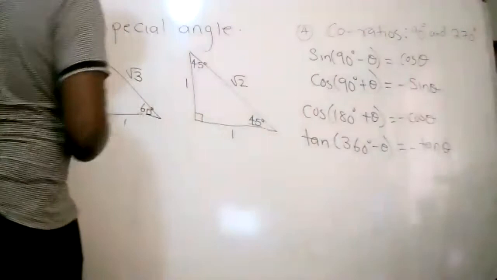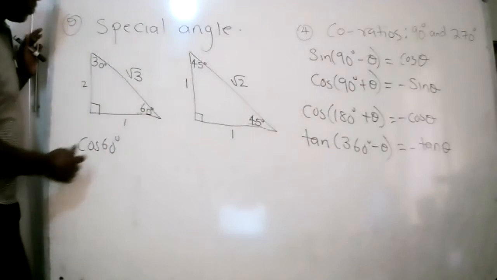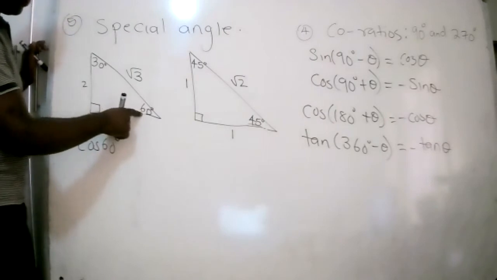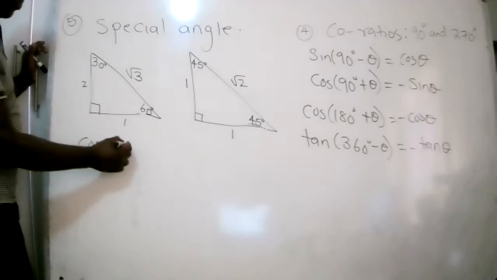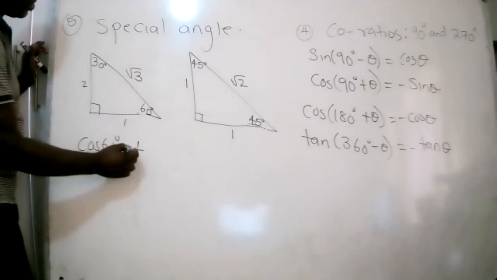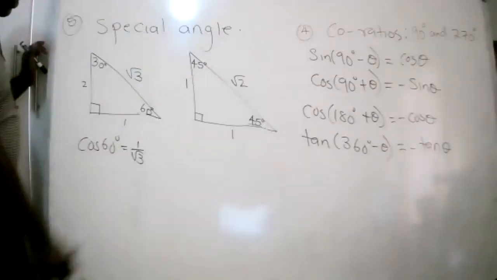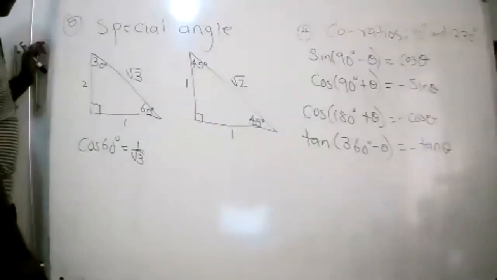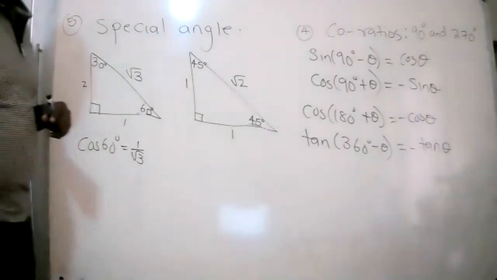So now let me just do a few angles which are special in this case. Let's say we have cos 60 degrees. We have to check, where do we have 60 degrees here? So 60 degrees is down here, of which we know cos is adjacent over hypotenuse. On this diagram, adjacent is 1 and hypotenuse is root of 3. Therefore, cos 60 is equal to 1 over root of 3. Do you see that?